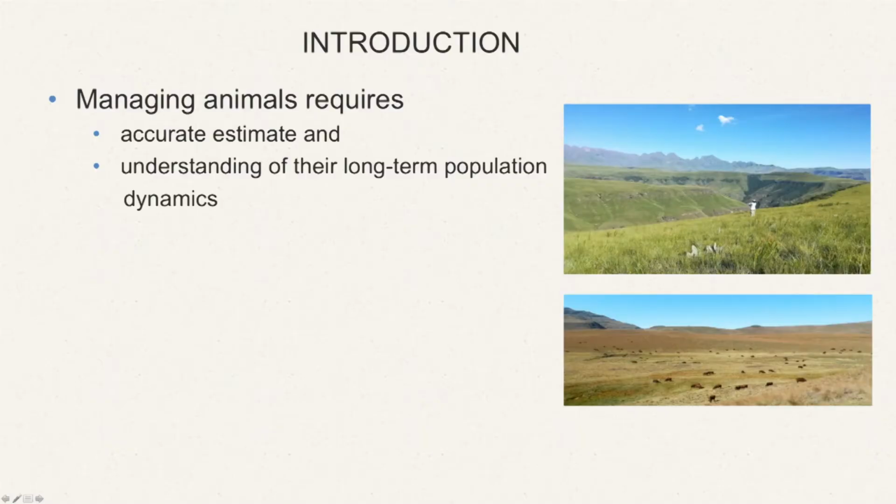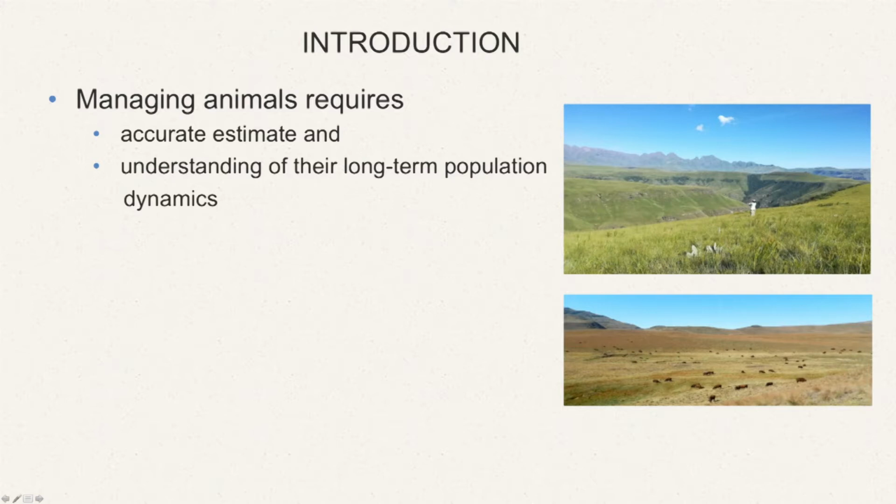Okay, so I'll be talking about the mammal populations in the Drakensberg Park and in surrounding areas. Managing animals requires an accurate estimate and understanding of their long-term population dynamics, specifically population numbers, group structure, and their distribution.